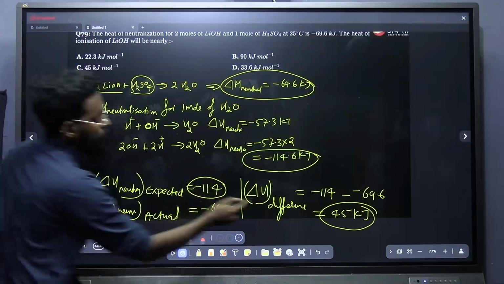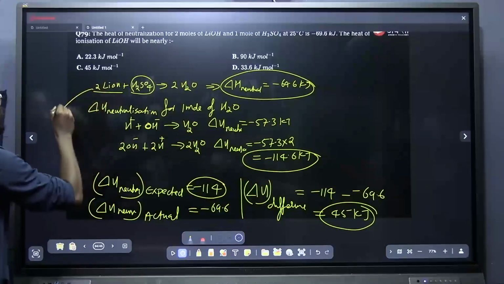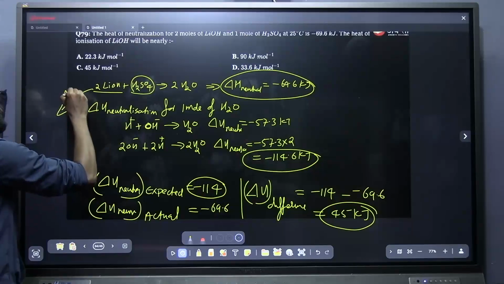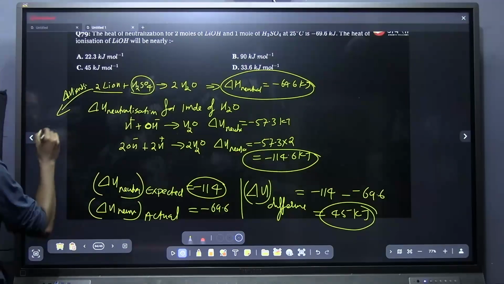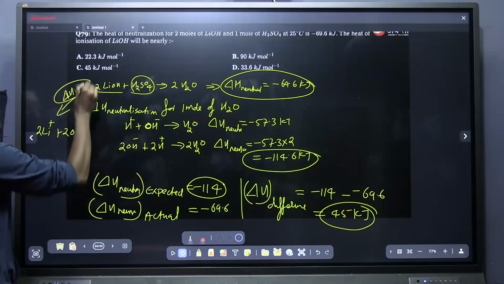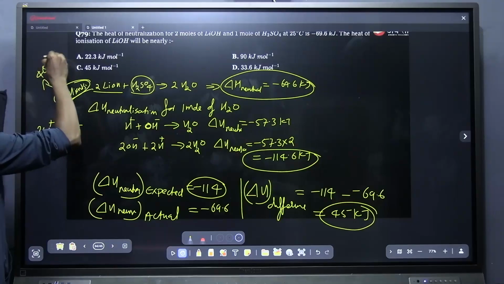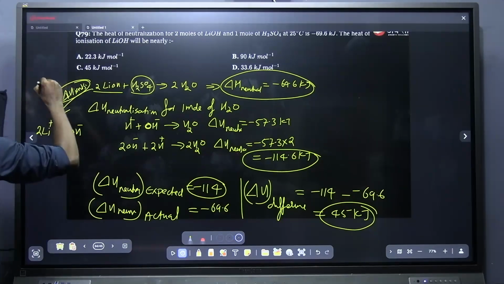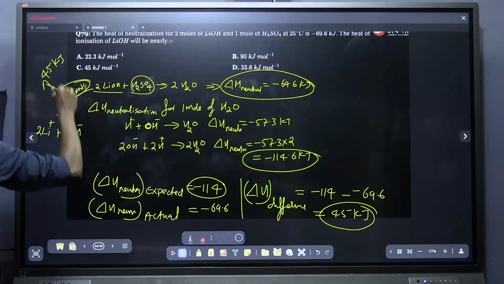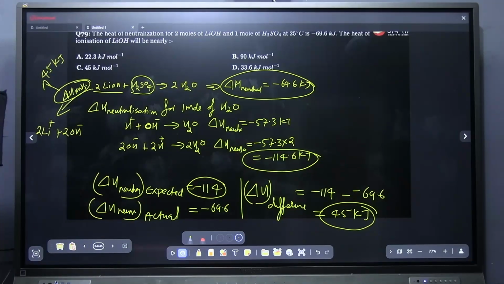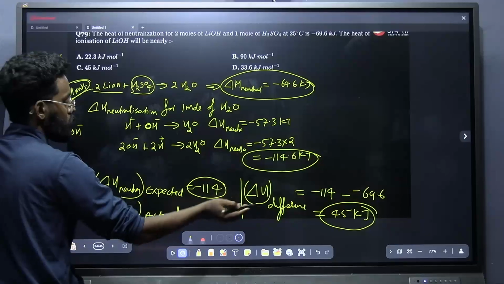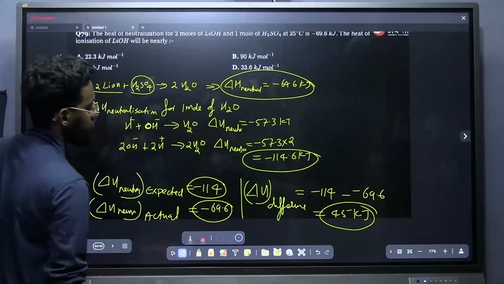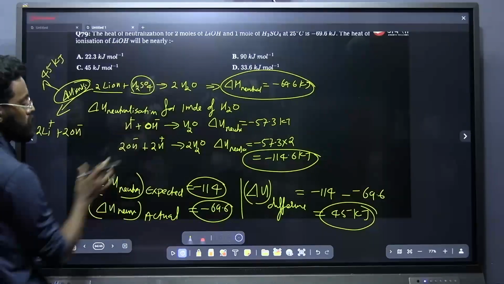out of this, 45 kilojoule is used to ionize, delta H ionize. After neutralization, some of the energy is used to ionize LiOH, that is, 2 Li plus and 2 OH minus. For this, how much energy is used? 45 kilojoule. And for ionization, it should be positive. So minus 114 plus 45 kilojoule gives minus 69.6. This is what is mentioned in the question.